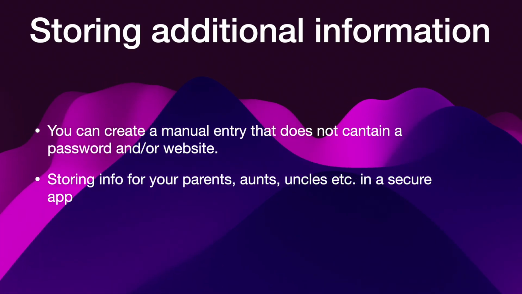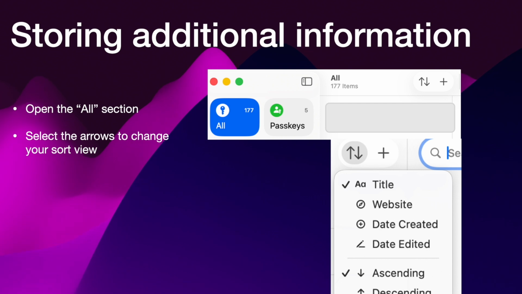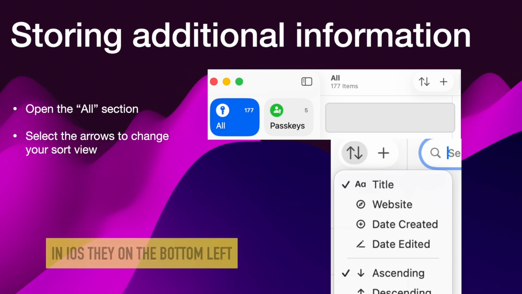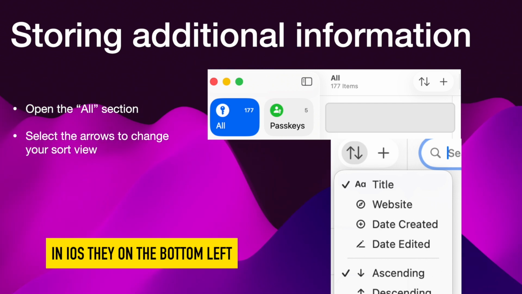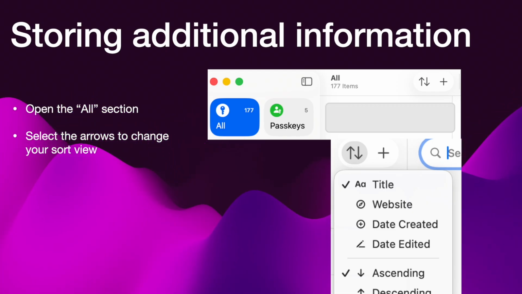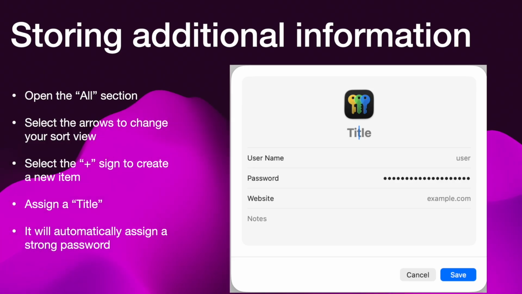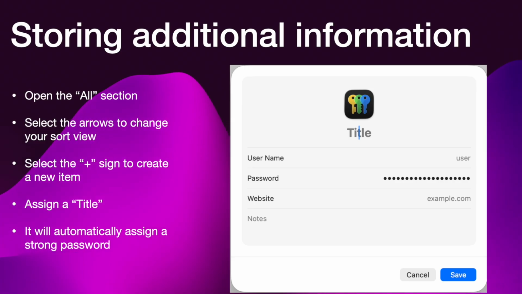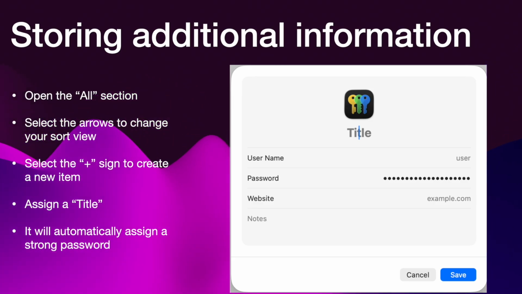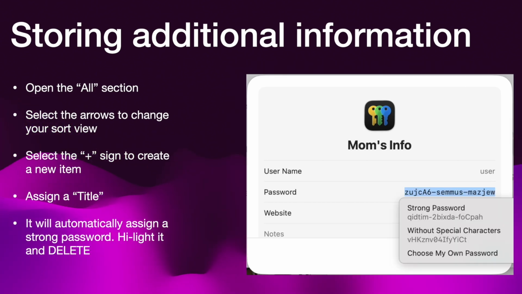So here's how that process starts. You're going to open the All section in that left-hand pane, and you see the arrows in the upper right-hand corner. If you click on those, that's going to show you how to change your sort if you want to. Next to that is a plus sign. When you click on the plus sign, it's going to give you this screen. It says, okay, give me a title. So you're going to add a title. In this particular example, I'm going to label it Mom's Info. So you would just go ahead and start typing, and that will put that title in.